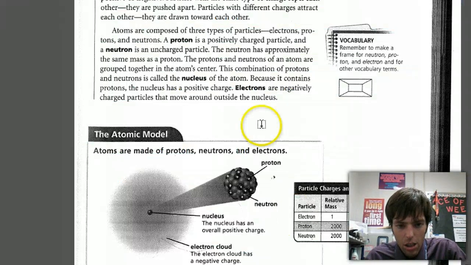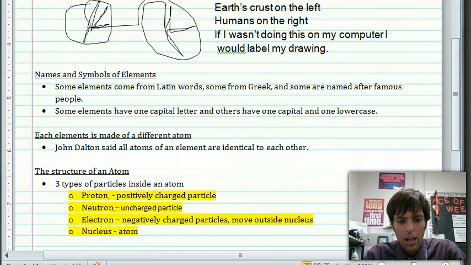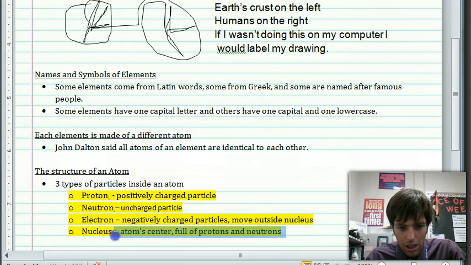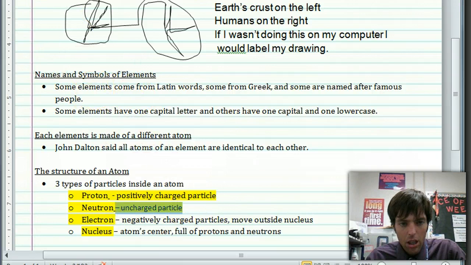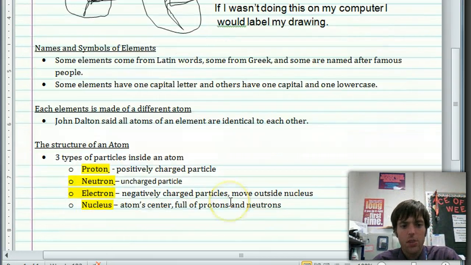Wait, what's the nucleus? Oh, the combination of protons and neutrons is called the nucleus. It's the atom's center. Oh, cool. So nucleus is the atom's center full of protons and neutrons. Now, looks like I was just highlighting everything. There's no reason to highlight everything. Let's just highlight that initial word. There we go. So we got nucleus, and we've got electron, and neutron, and nucleus, and proton. So, we've got those highlighted.